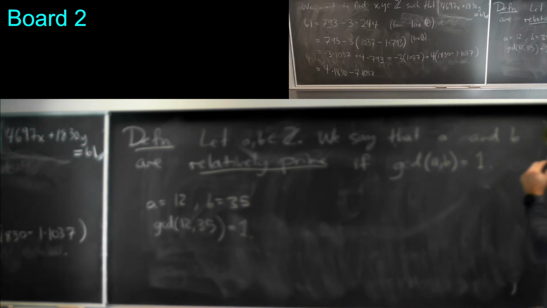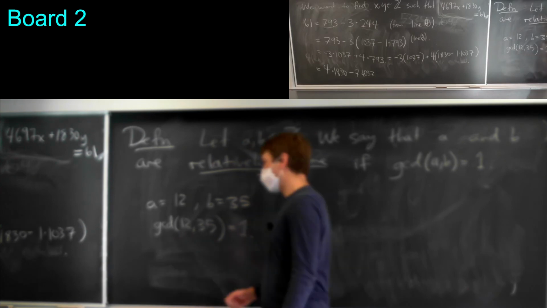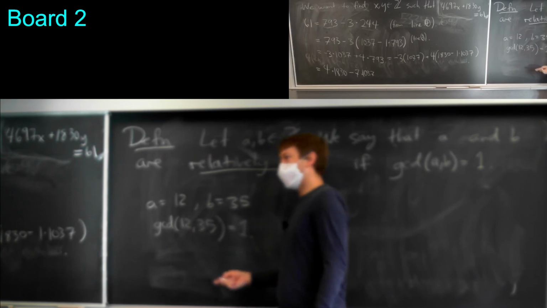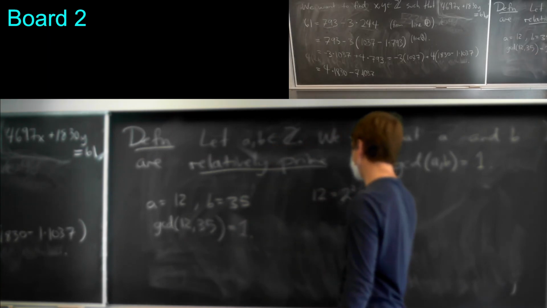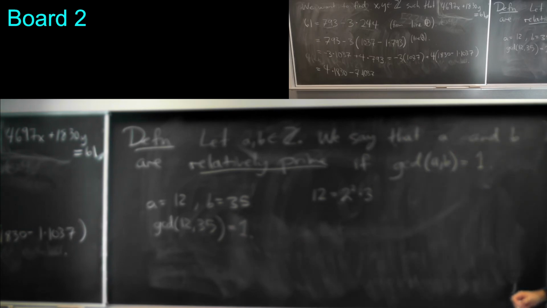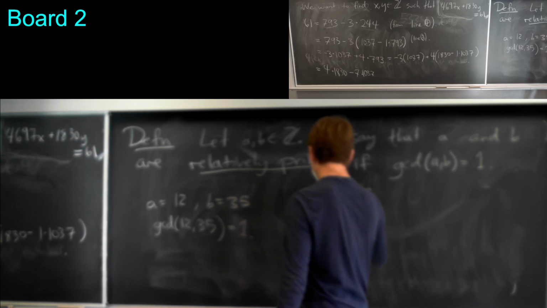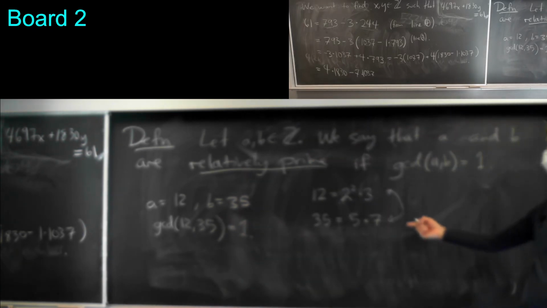Now, why is that the case? The reason is, if you think about the prime decomposition, right? 12 is 2 squared times 3. That's the prime decomposition of 12. 35 is equal to 5 times 7. And the point is that there are no primes in common.